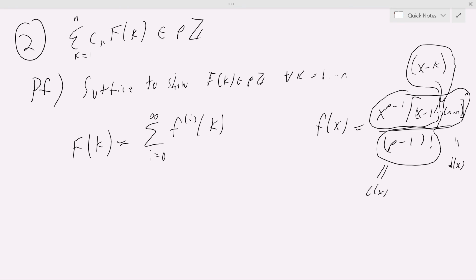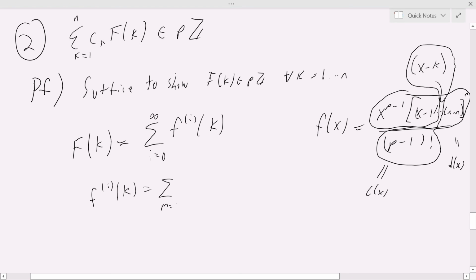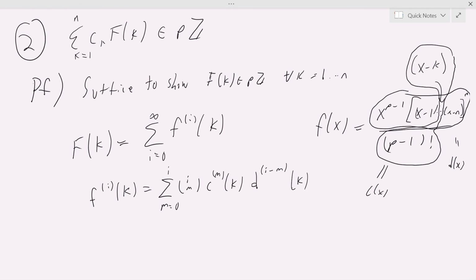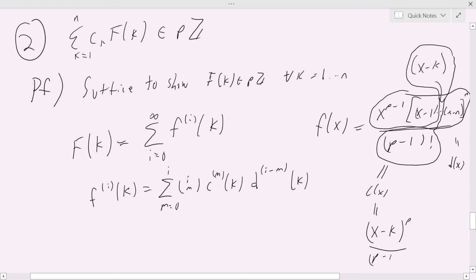And the advantage of computing this is that this time the c of x function is very easy to evaluate at k. So again, using the generalized Leibniz rule, we'll have that the ith derivative at k is going to be the sum m equals 0 to i of the binomial coefficients i choose m times the mth derivative of c at k, and then times the (i minus m)th derivative of d at k. So just to be clear, the c of x function is going to be (x minus k) to the power p over (p minus 1) factorial.